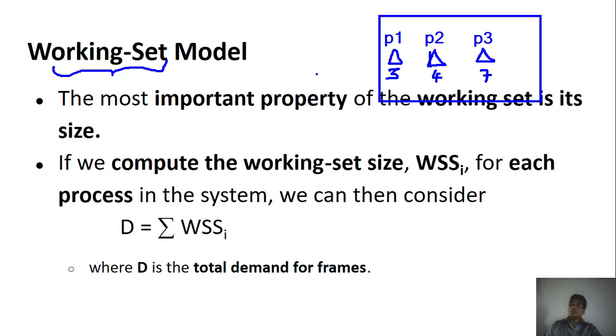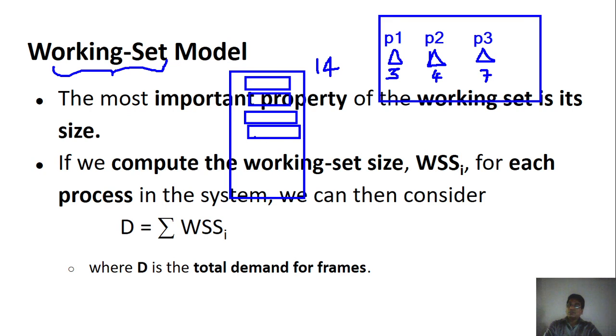Altogether, we calculate a total of 14. So I need 14 pages in memory in total. Then go to the memory and find out its capacity. Can I accommodate all 14 frames in the memory? If you can, then execute them, and there won't be any problem. If the working sets of all the processes can be accommodated in memory, there is no problem. If not, you will end up in trouble.